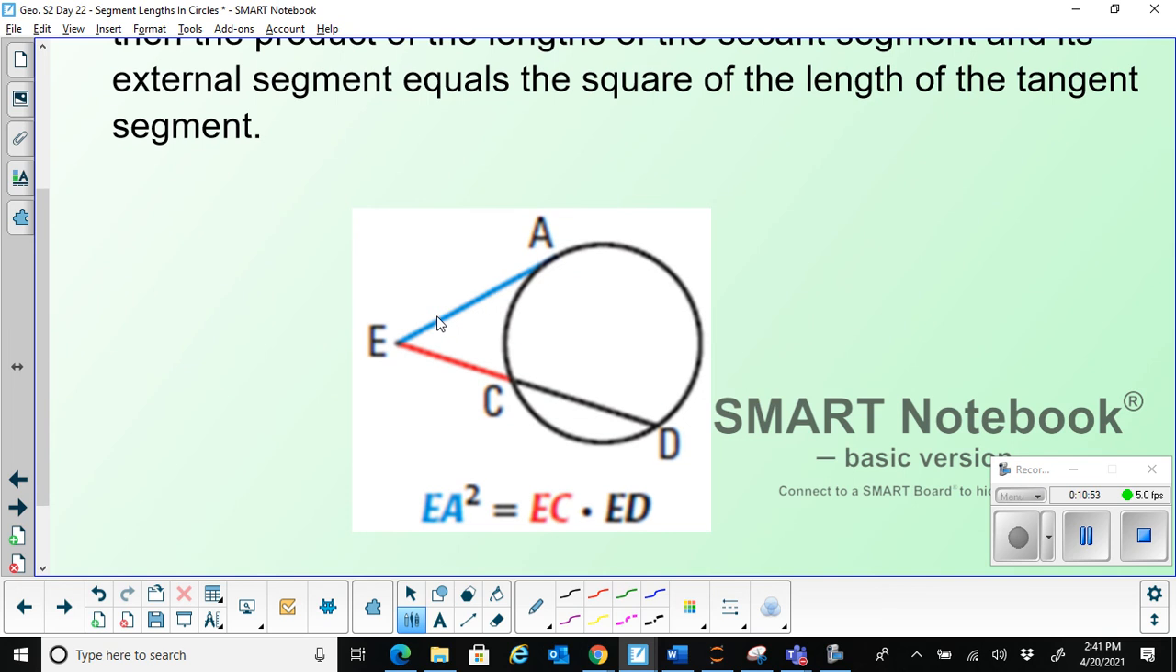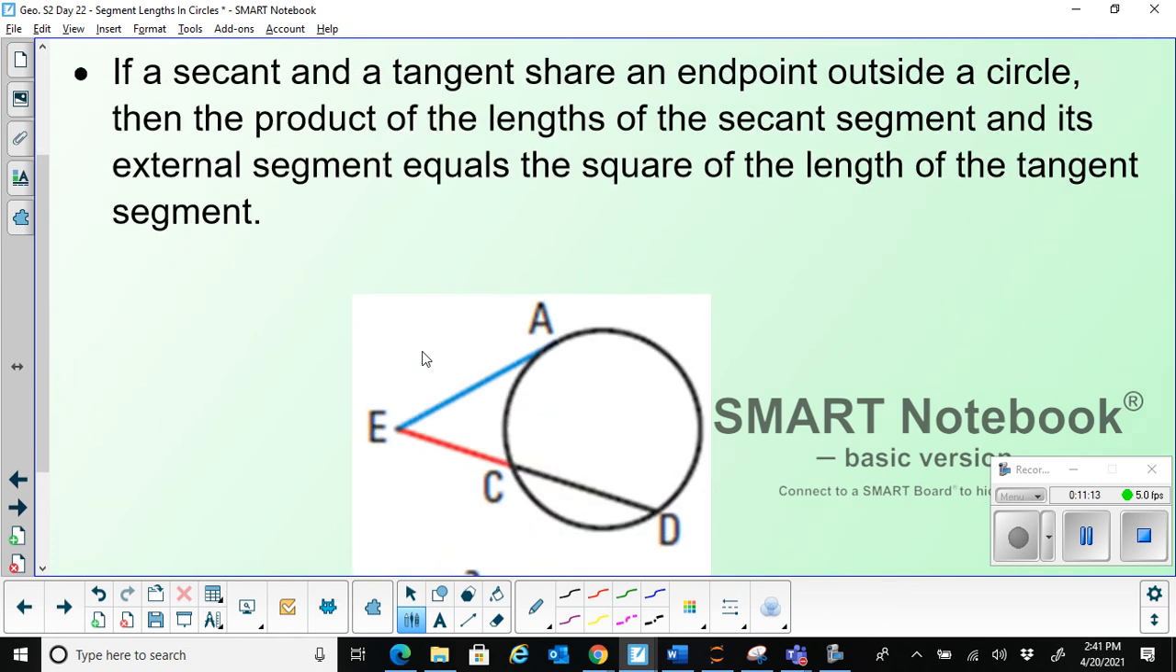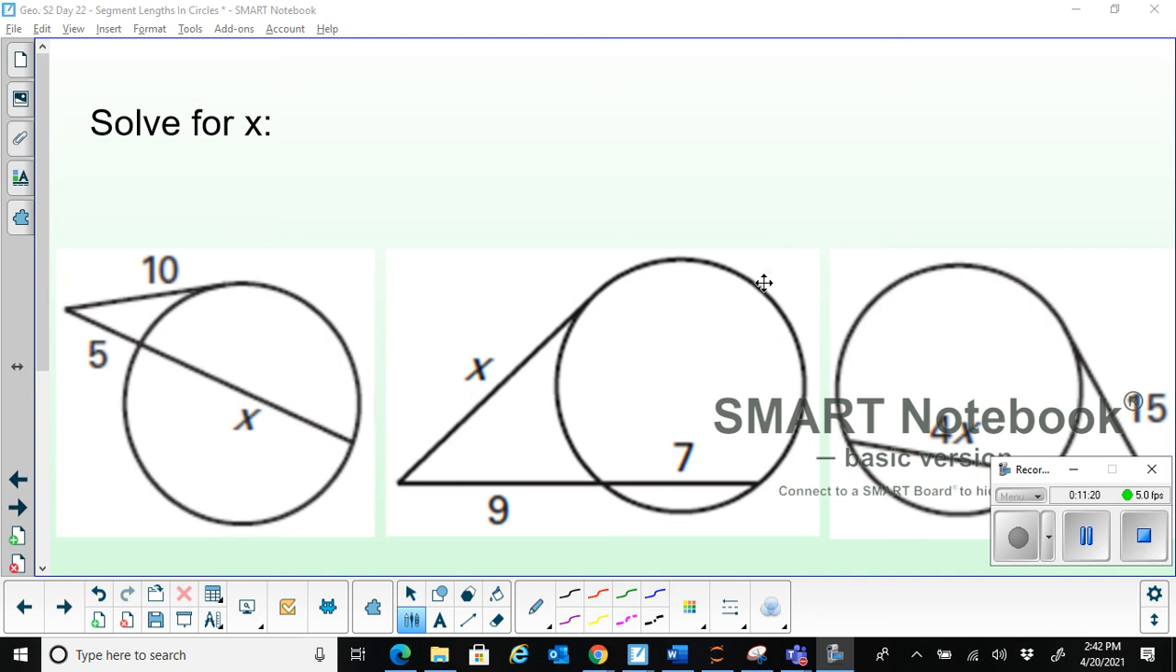With reference to this figure, it means that the secant segment, that is EC plus CD or ED, times the external portion of the secant segment, that is EC, equals EA square. Okay, please note down this particular theorem. We will see a few problems based on it. I'll do the first one, then I'll give you a chance to work on the second and the third.